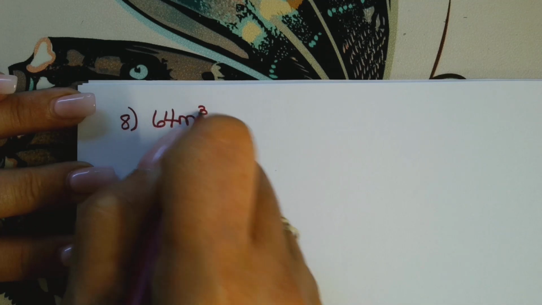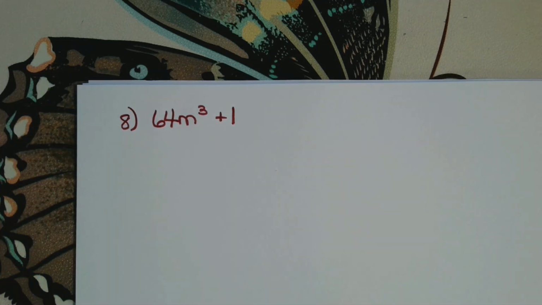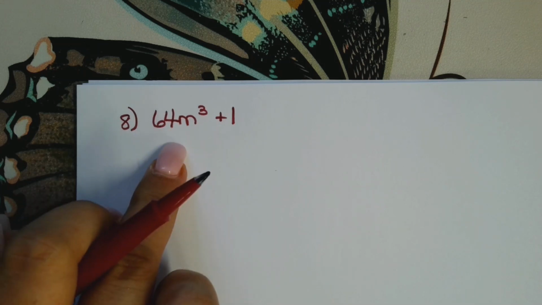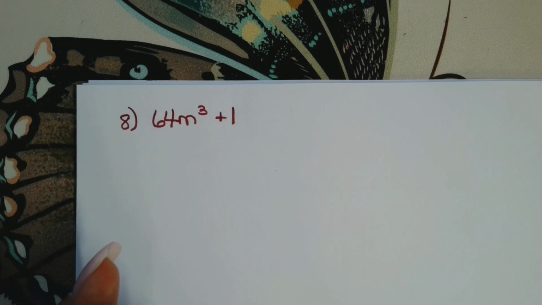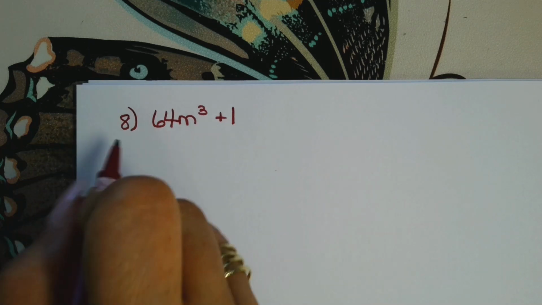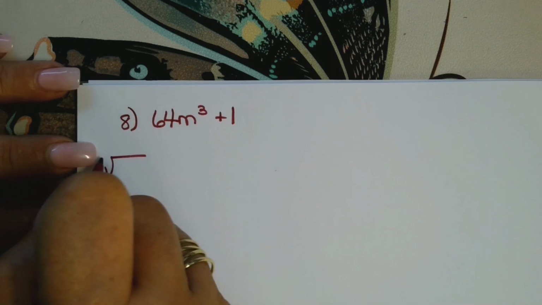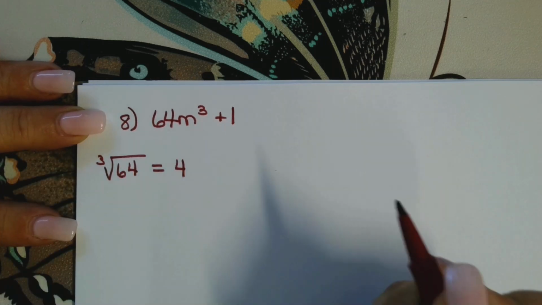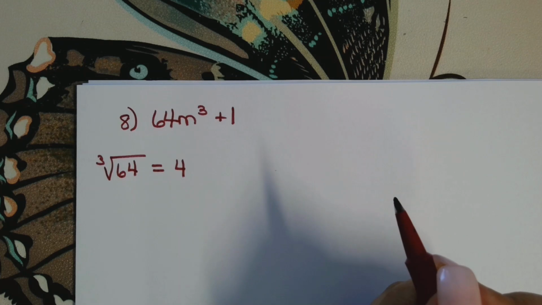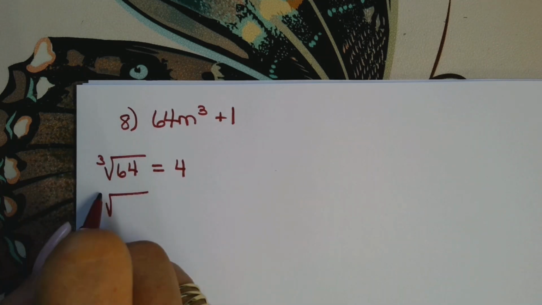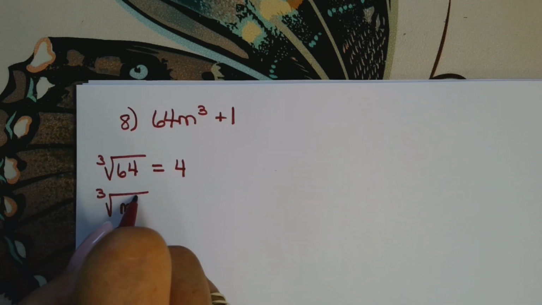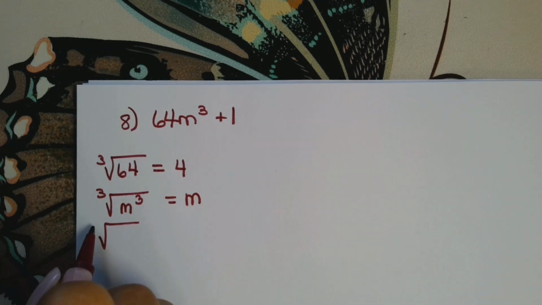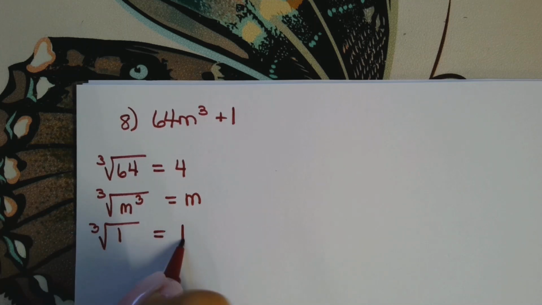64m to the third plus 1. You take a look at this and you notice that this term is a perfect cube. The cube root of 64 is 4, right? 4 times 4 is 16, 16 times 4 is 64. The cube root of m to the third is m, and the cube root of 1 is 1.